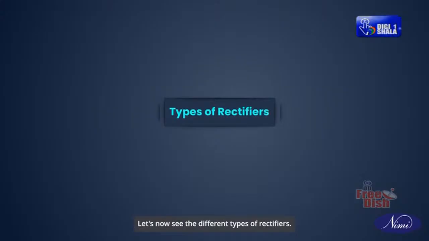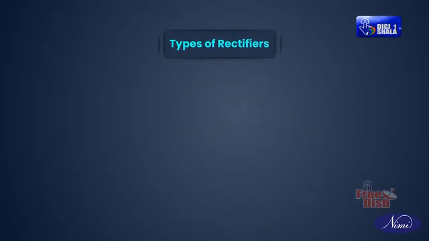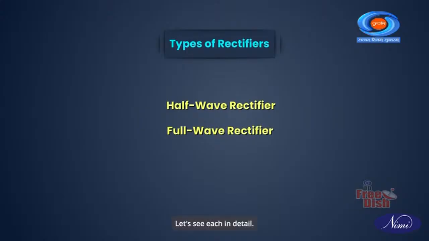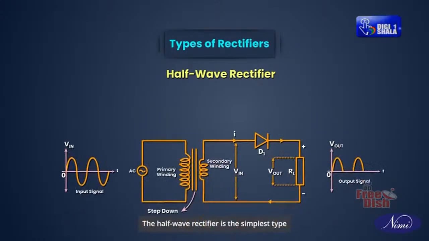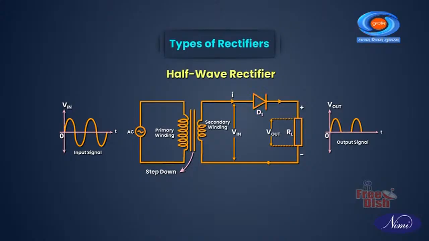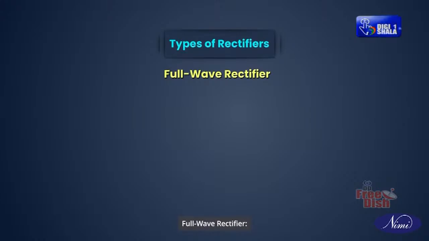Let's see the different types of rectifiers. They are half-wave rectifier and full-wave rectifier. Let's see each of these in detail. Half-wave rectifier. The half-wave rectifier is the simplest type of rectifier and consists of a single diode, an AC source, and a load resistor.